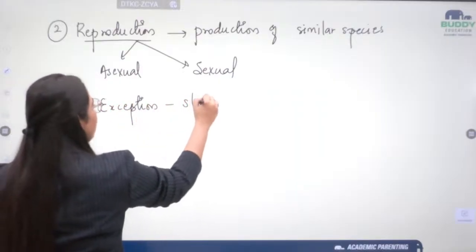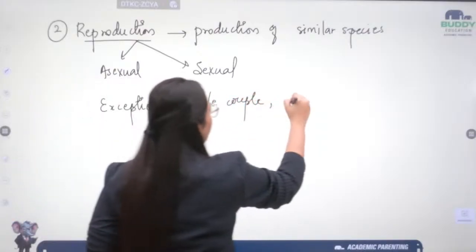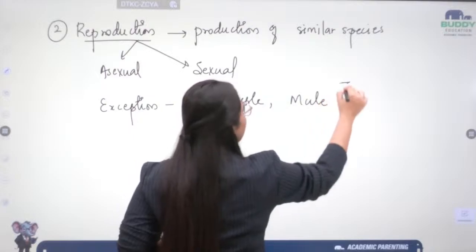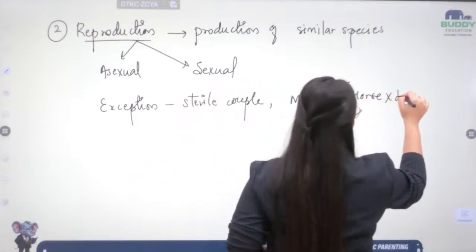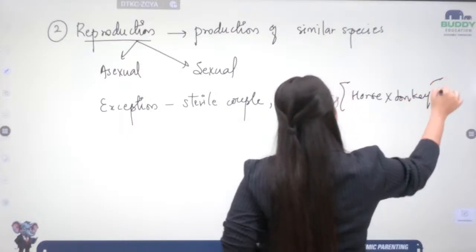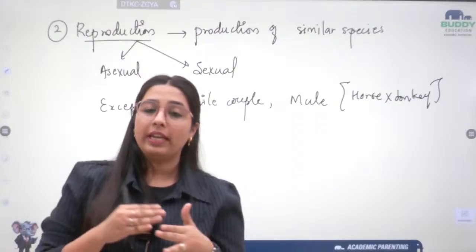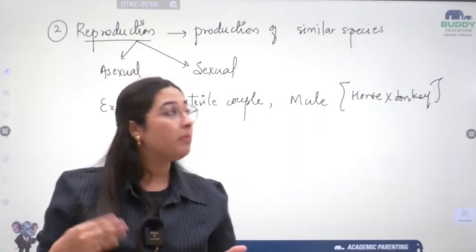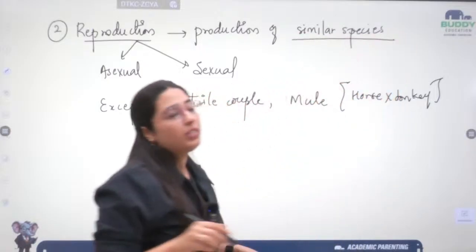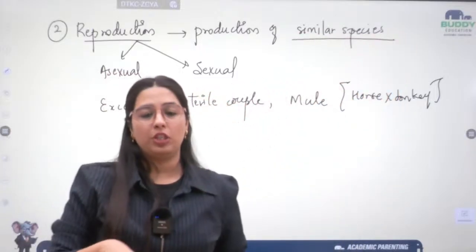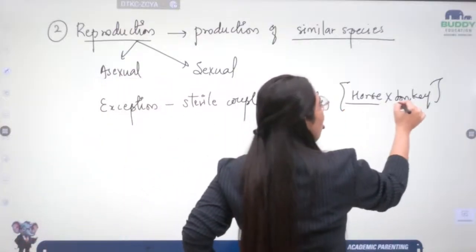Sterile couple. Then we have mule. Mule is basically a crossbreed between horse and donkey. Any crossbreed also cannot reproduce, because reproduction can be done only between similar species. Here, production of similar species by similar species. I cannot say that, see here we are crossbreeding. Crossbreeding means horse and donkey.